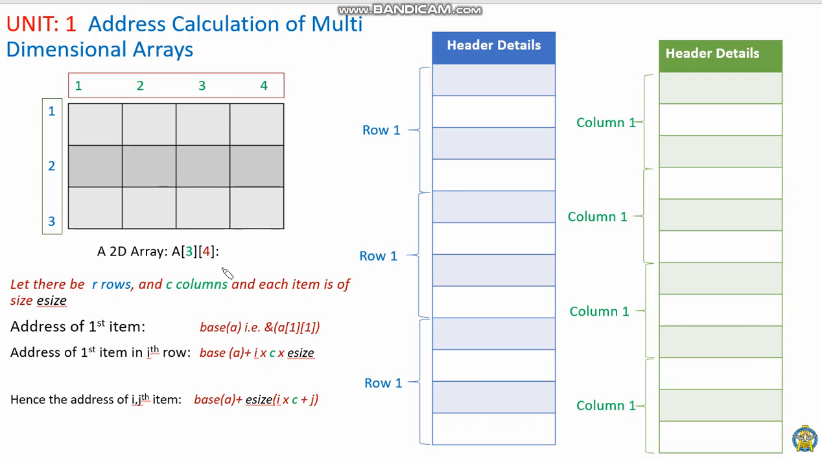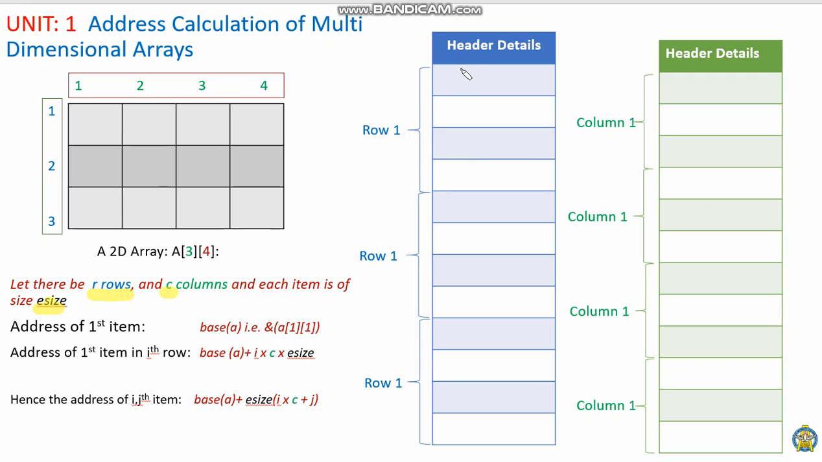So it's a two-dimensional array A, and there are 12 items. Now, let a general rule be taken. We have a two-dimensional array having R rows and C columns, and let each item be of size E bytes. So we have R rows, C columns, and each item is of E size.